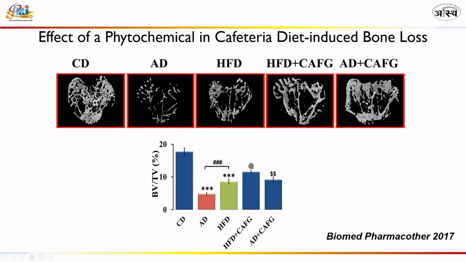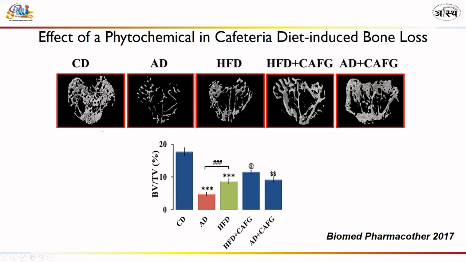And then the last example I will give is the effect of a phytochemical in cafeteria diet induced bone loss. So we use two models. One is atherogenic diet and another is high fat diet. Generally the atherogenic diet contains around 15 to 16% fat, some 1.25% cholesterol and 0.5% sodium cholate. And in case of high fat diet, 40% of calories come from fat. 40% fat is included compared to 3% in normal chow diet.